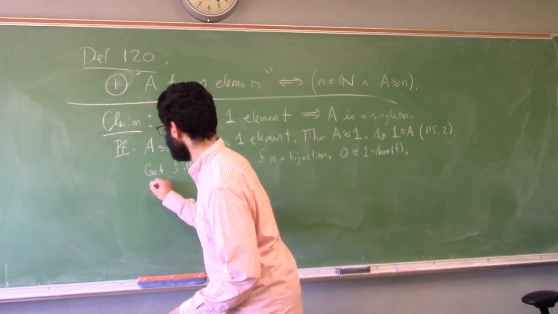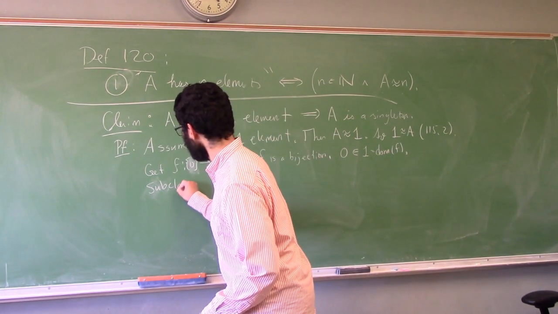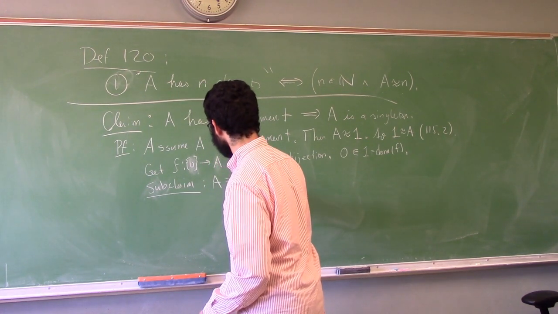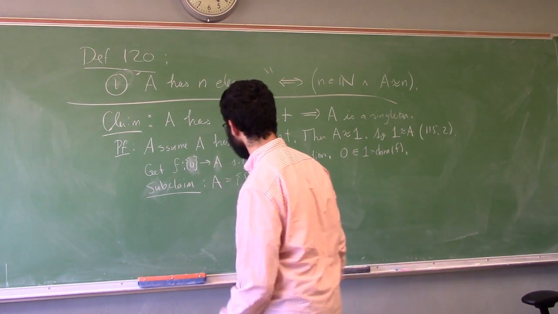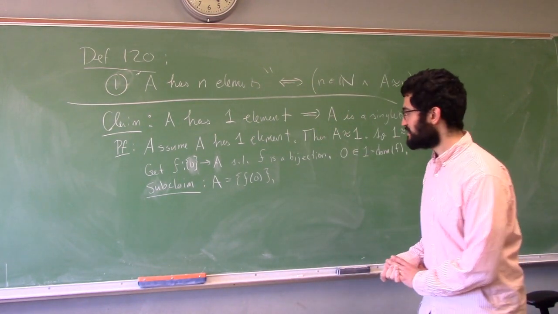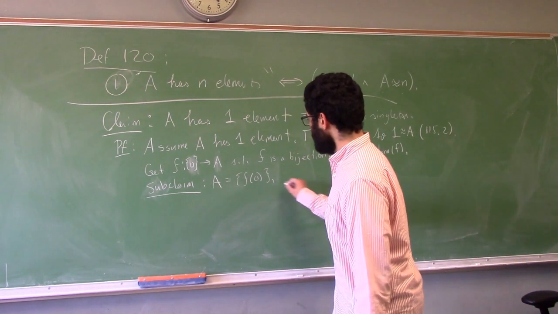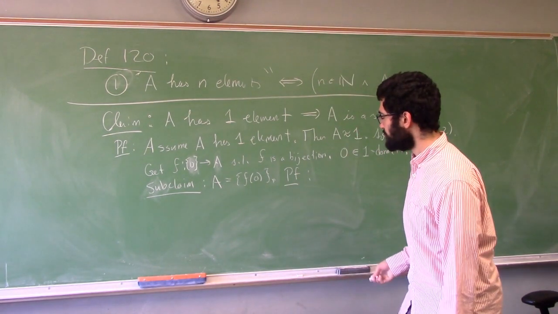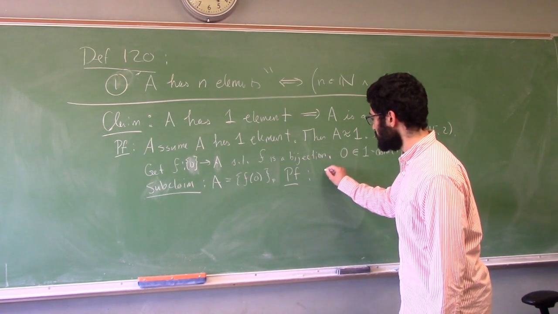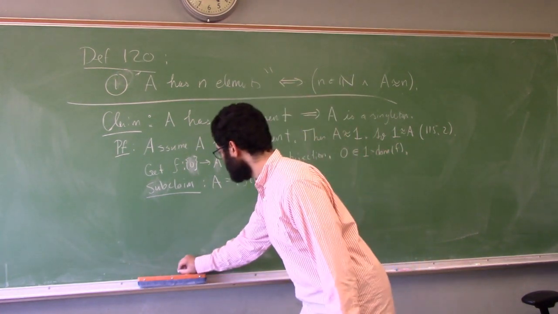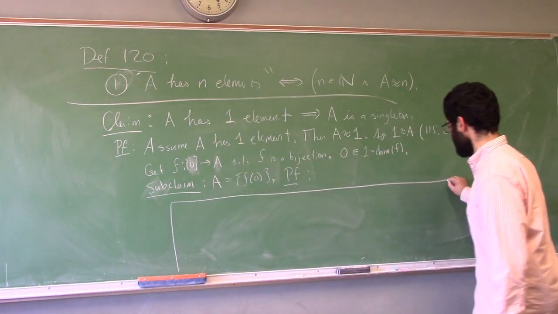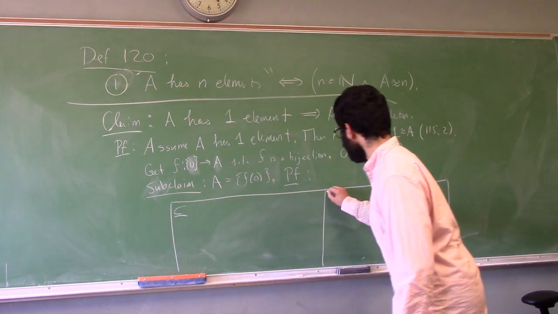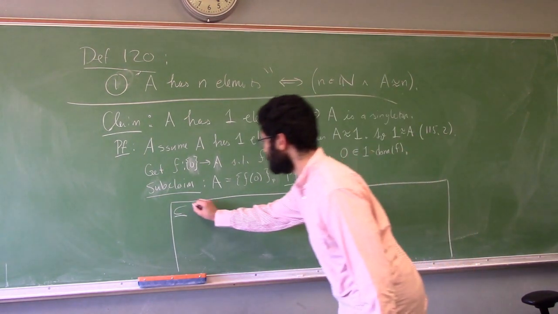So let's call this our subclaim. A is that singleton set. Okay, so here's the proof of the subclaim then. Let's do 2 inclusions. Let me fit that in, one inclusion here and one inclusion here.